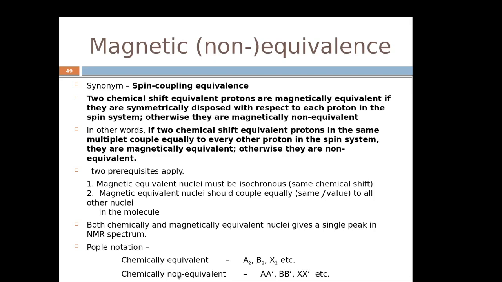And chemically non-equivalent nuclei are called A prime. The first proton, say for example HA, the second proton HA prime. That means both proton HA and HA prime are chemically non-equivalent. Or HB prime, or HX prime. So this is the way popularly notated or denoted the chemically equivalent or chemically non-equivalent nuclei.